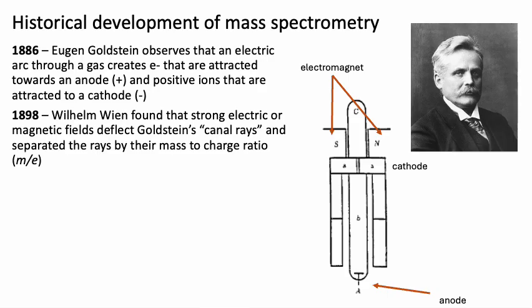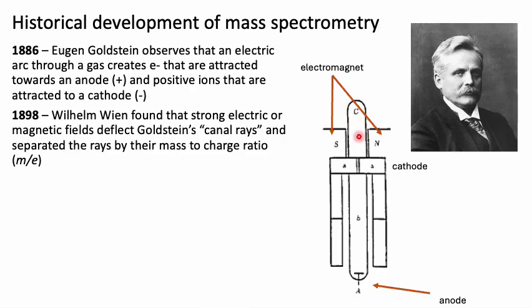In 1898, Wilhelm Wien found that a strong electric current is applied to these so-called canal rays. Goldstein called them canal rays because they were passing through a canal and they looked channelized. What Wien did is he has his anode down here, his gas in here, the cathode is here, and then there's a small channel within the cathode that allows the particles to pass through.